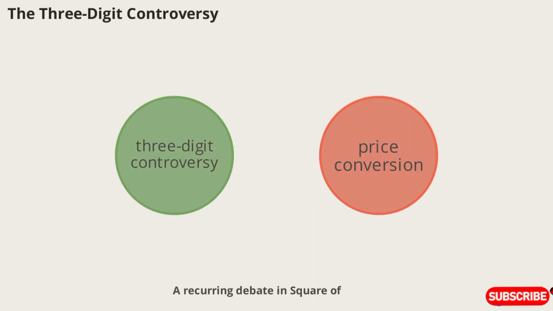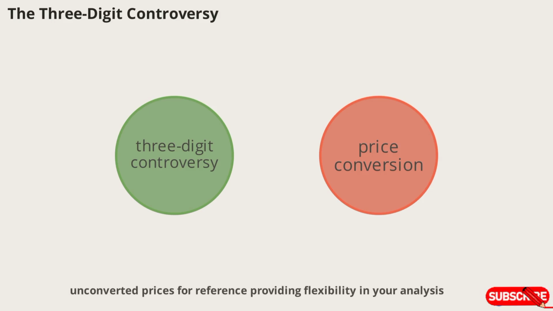A recurring debate in square of 9 calculations is the 3-digit controversy. For consistency, many traders convert prices to 3 significant digits before performing calculations, especially when dealing with indexes above 1,000 or below 100. This standardization helps ensure that your support and resistance levels are comparable across different price ranges. It's also common to keep an off-chart table of natural, unconverted prices for reference, providing flexibility in your analysis.